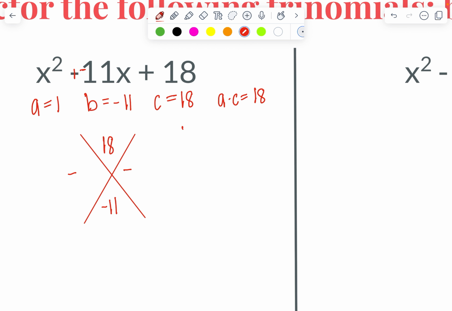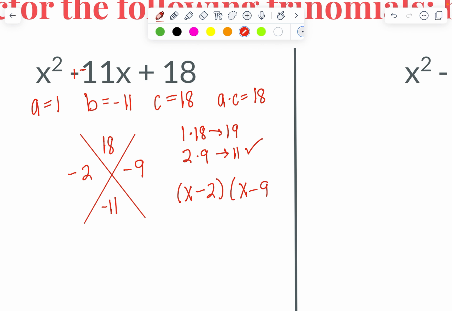So to get to 18, we have 1 and 18. Well, those add to 19, so that won't work. We have 2 and 9. Those add to give me 11, so those will work. But since both sides are negative, it's going to be -2 and -9. -2 times -9 is positive 18. -2 plus -9 is -11. So my final answer then is x minus 2 or x plus -2 and x minus 9 or x plus -9.